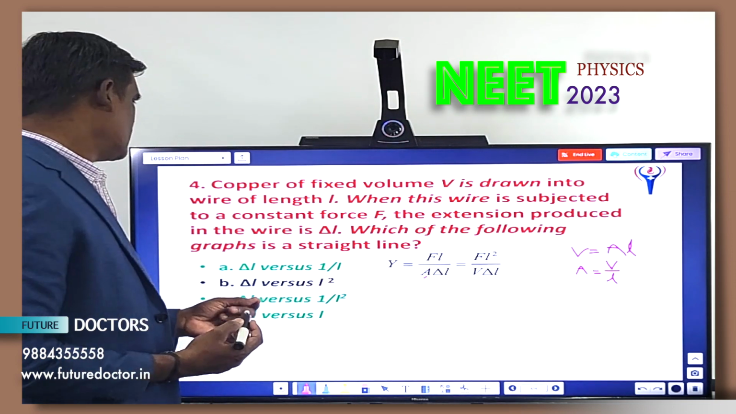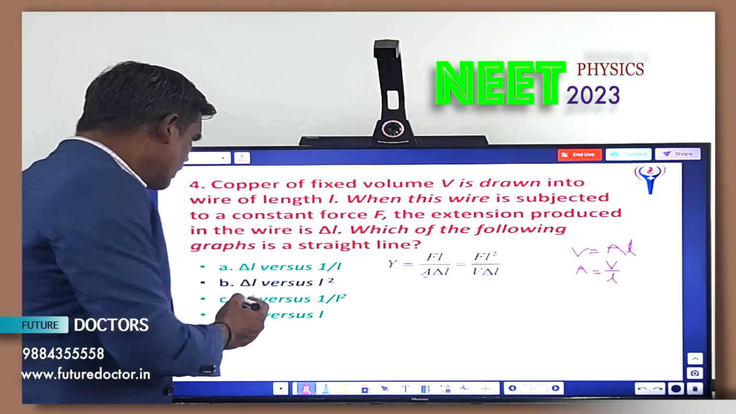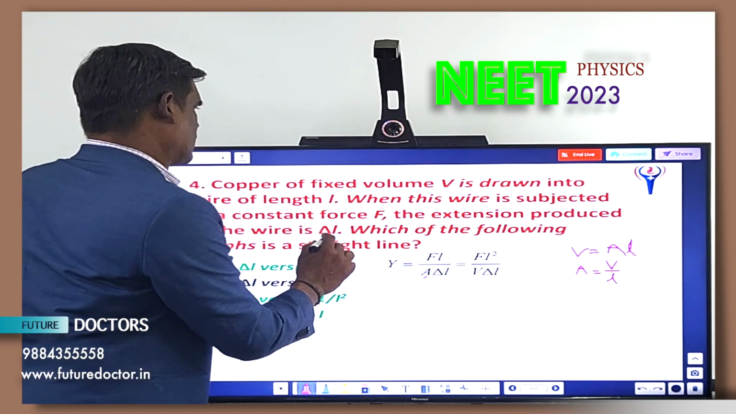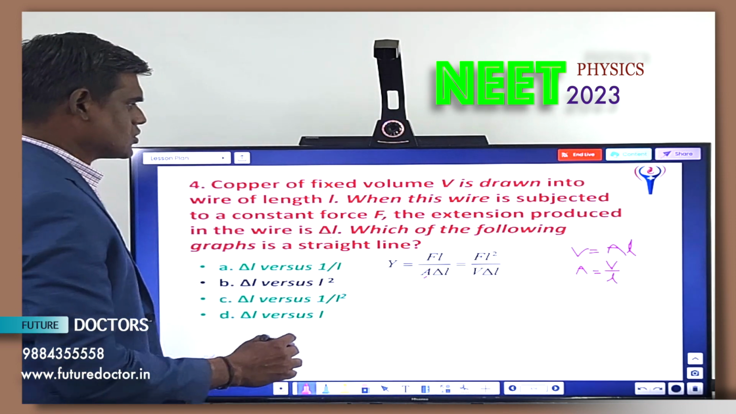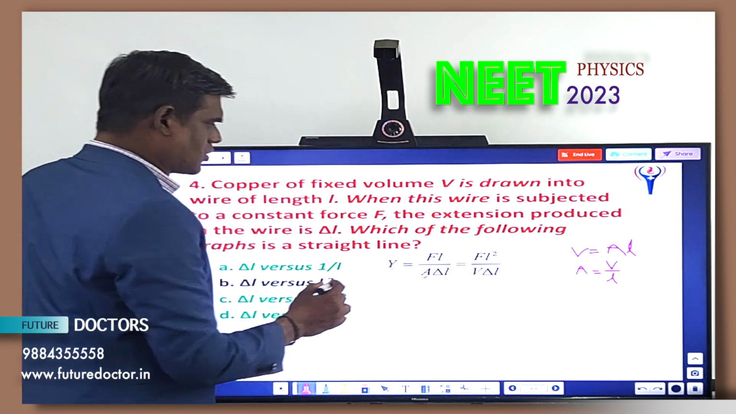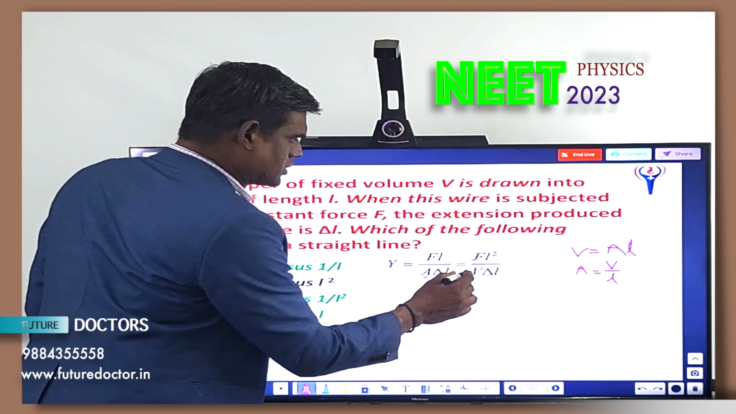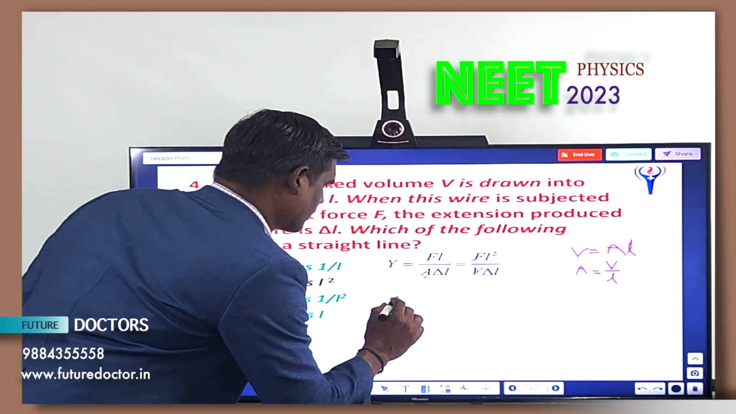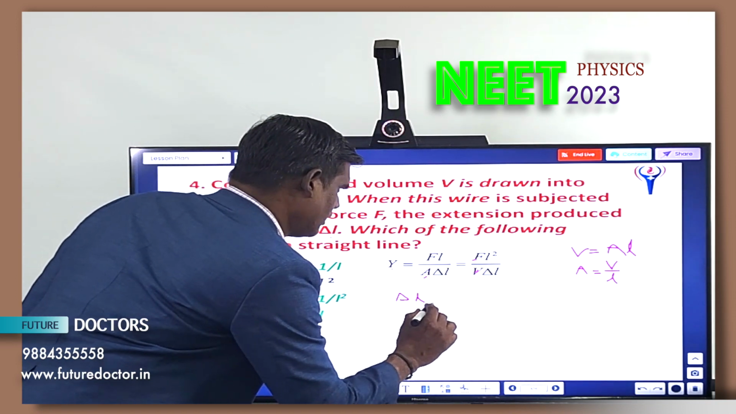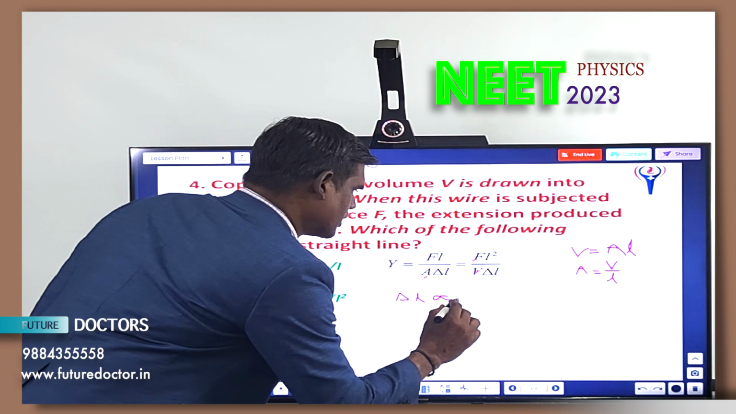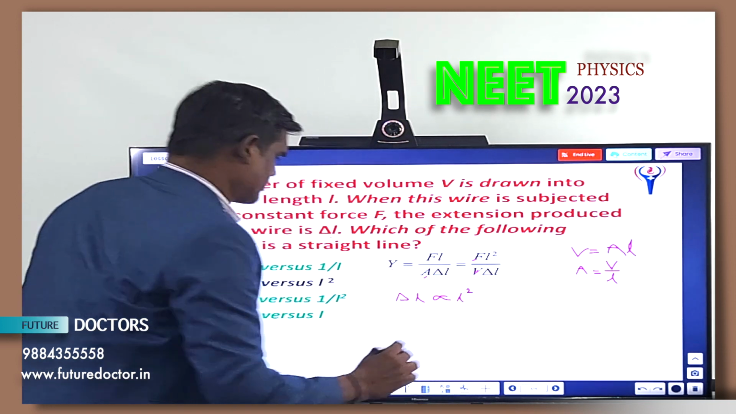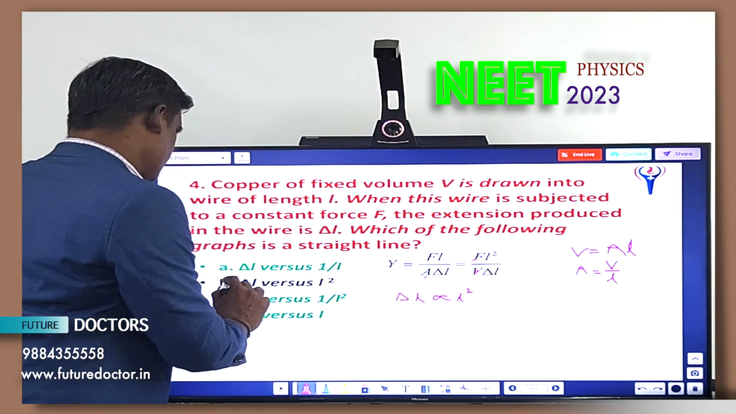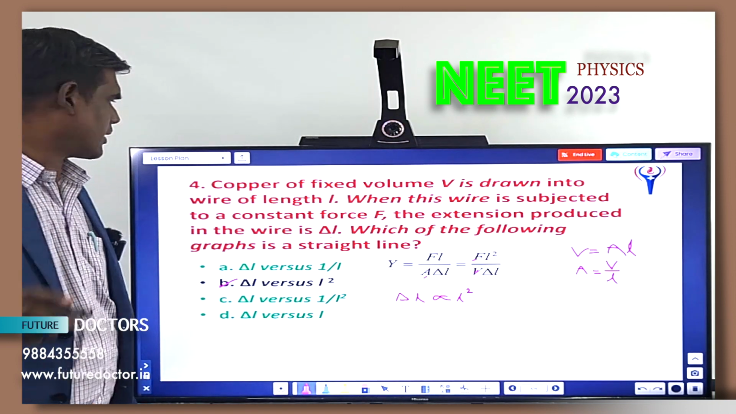And the question is, we want to find the relation between delta L and L. All the other things are constant: Y is constant, F is constant, V is constant. Then if you bring this to the other side, delta L is proportional to L square. Option B is the correct answer.